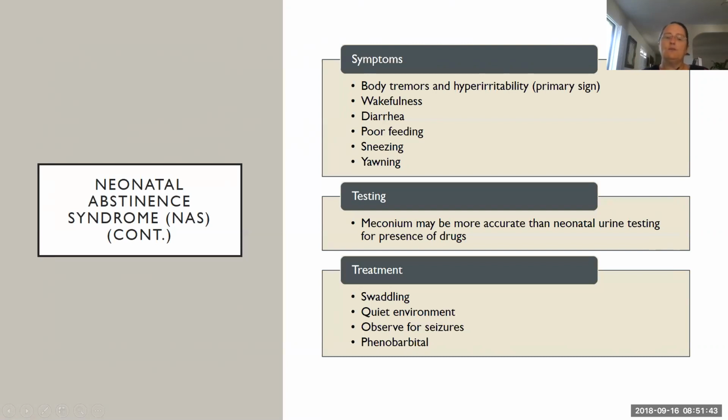And so the treatments that we try to use are swaddling, keeping a quiet environment, observing for any seizures, and we might give them phenobarbital or other medications to help get through this abstinence. And it can take several weeks for some of these babies.